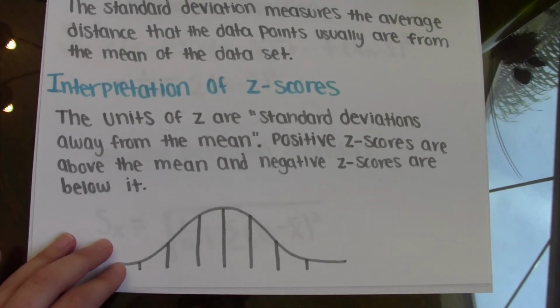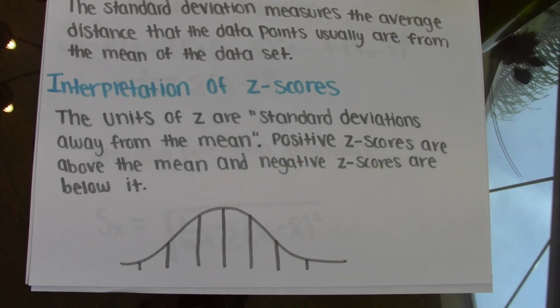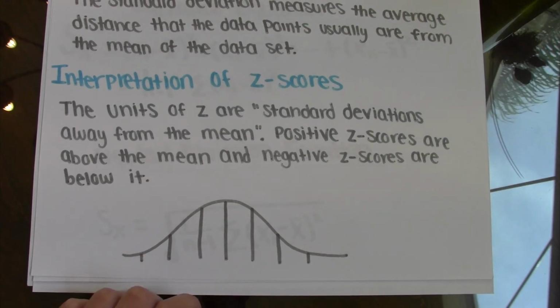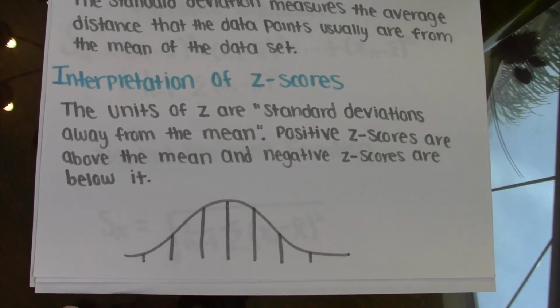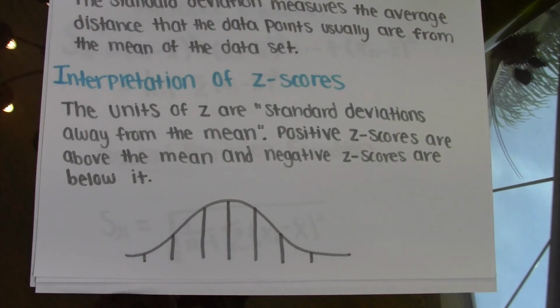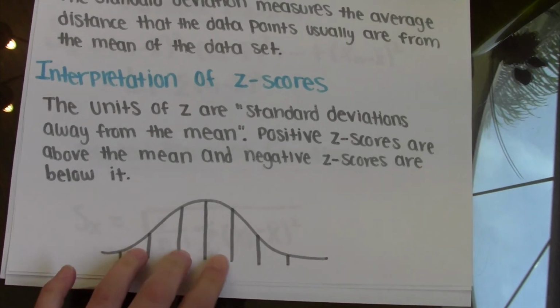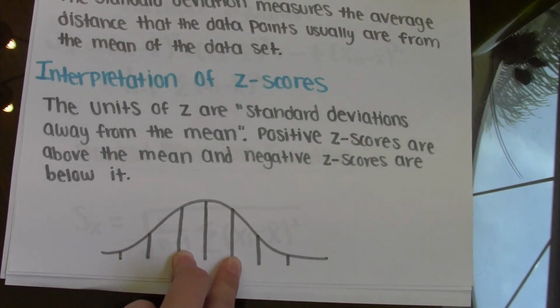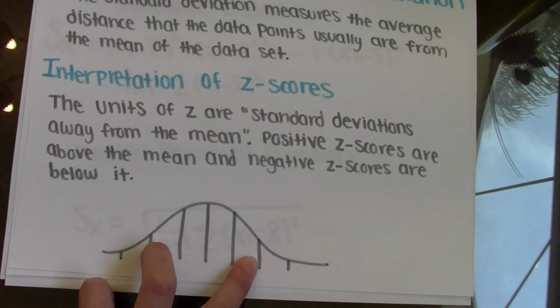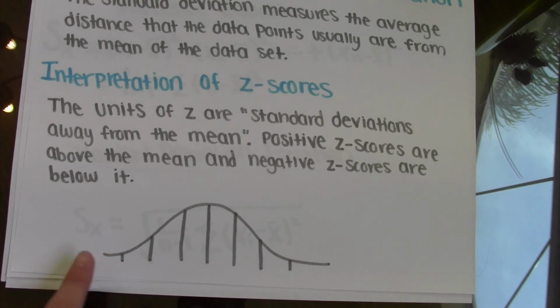Then for interpreting z-scores, the units of z is standard deviations away from the mean. Positive z-scores are above the mean and negative z-scores are below it. In order to find the percentile of a certain observation, you can use A, normal CDF on the calculator, B, the standard normal table on the formula sheet, or C, the 68, 95, 99.7 rule. As we can see from this normal distribution here, we have 68% of the data within 1 standard deviation, 95% within 2 standard deviations, and 99.7% within 3 standard deviations of the mean.